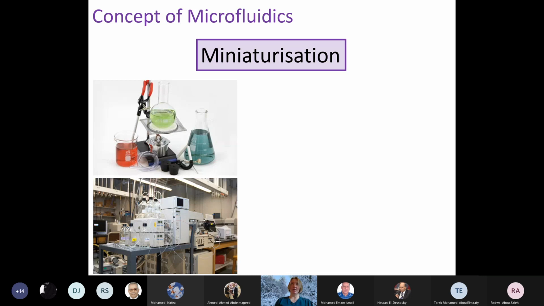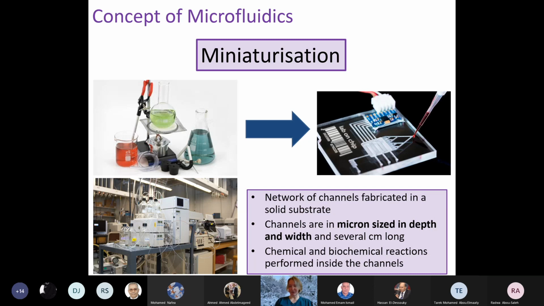So microfluidics is about the miniaturization of fluidic processes onto something the size of a microchip. And this is synonymous with the miniaturization of the electronics industry. So when microelectronics were developed, it improved many aspects of electrical circuits and electronics. And the same as for microfluidics, it's the miniaturization of benchtop systems.